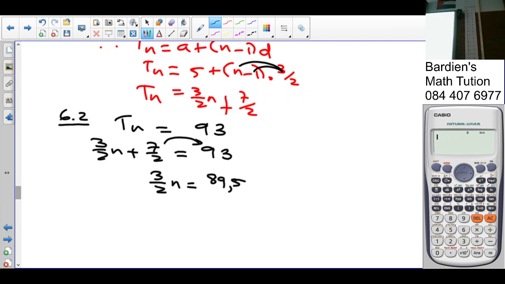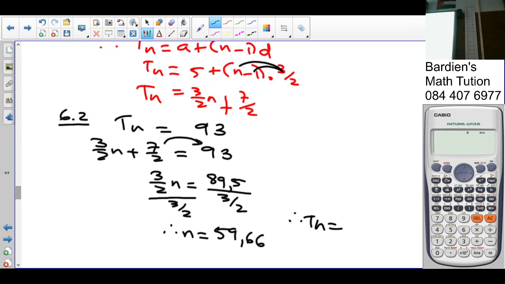89.5. So how do I get n on its own? Divide by 3 over 2 both sides. So therefore n is equal to 59.66. So could that be a term in the sequence? No. So therefore Tn for the sequence can never be 93. Why? So n has to be an element of natural numbers. Right, you guys understand?